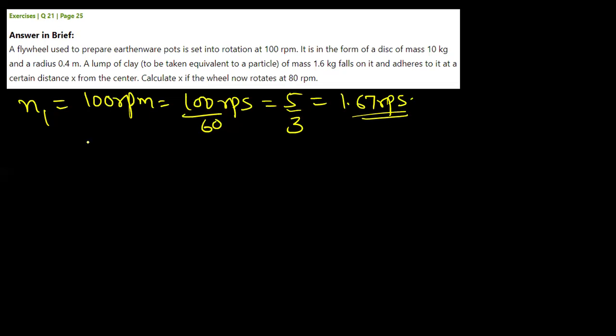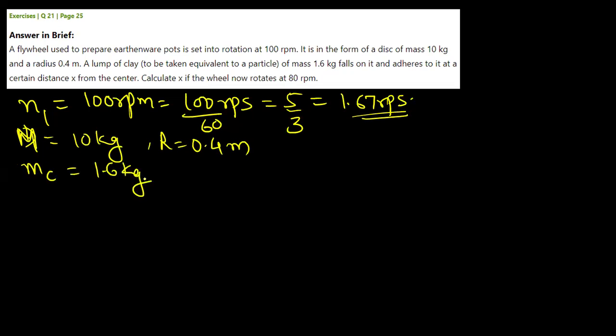It is in the form of a disc. Disc is given. डिस्क का मास दिया। Okay, मास दिया हुआ है 10 kg and radius is given to you 0.4 meter. A lump of clay is to be taken equivalent to a particle of mass 1.6 kg. Mass of clay is given to you, 1.6 kg. Falls on it and adheres to it at a distance x from the center.